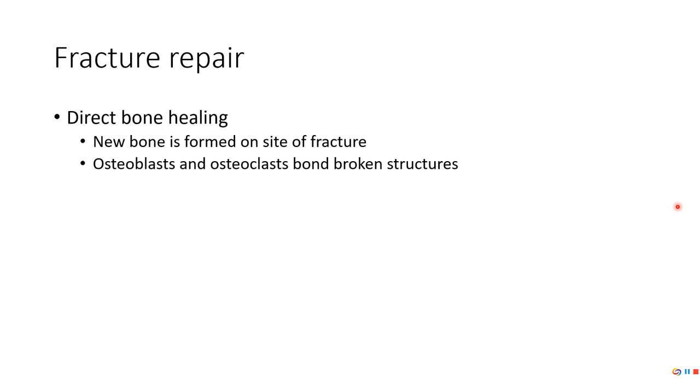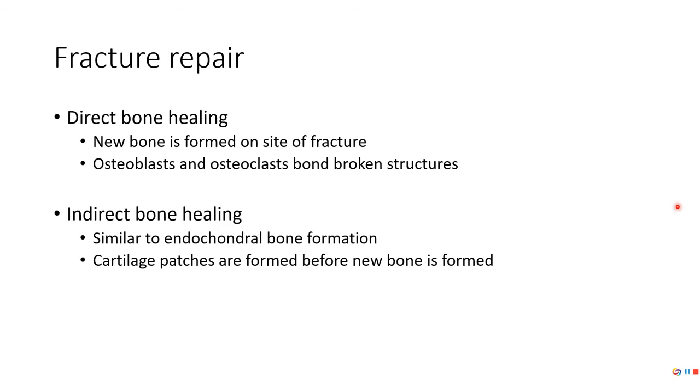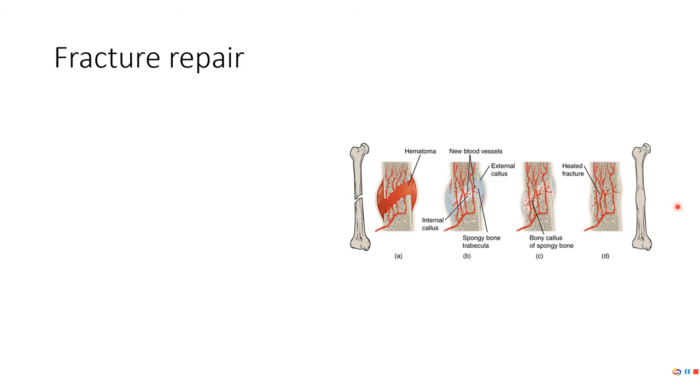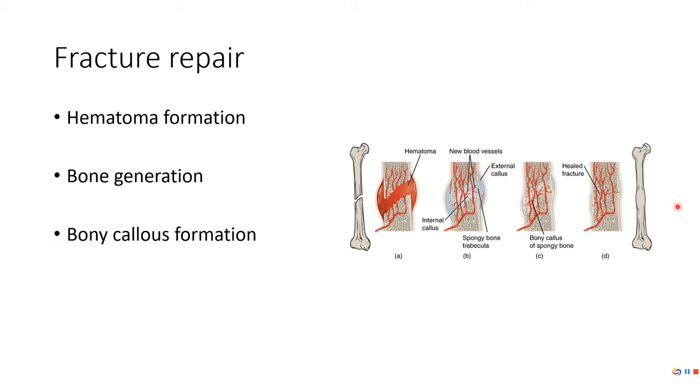So we've got two types of fracture repair. We've got direct and indirect. Direct is where new bone is formed where the fracture occurs. Indirect is where we've got some endochondral bone formation. All right, so we're going to go through how this works here. So I've got this nifty little graphic to show us. With fracture repair, there are four main steps. You've got the formation of a hematoma, you've got the generation of new bone, you've got the formation of what we call a bony callus, and then you've got bone remodeling.